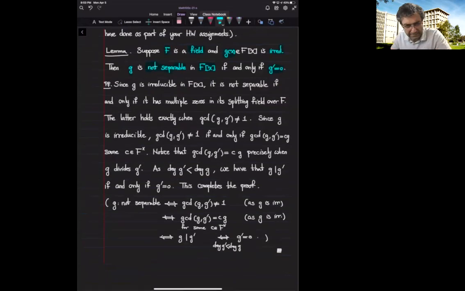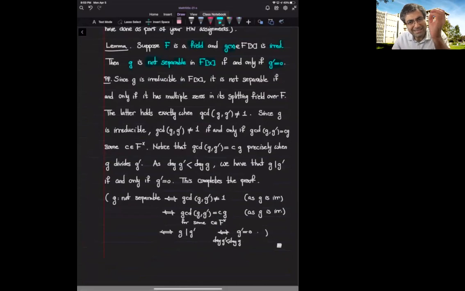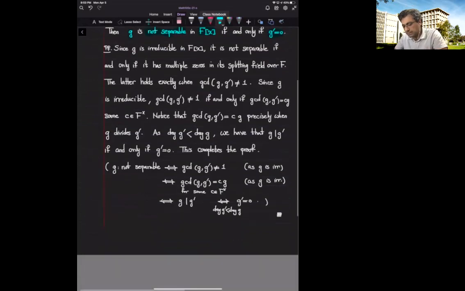Okay, now let's again try to understand this statement. If g is irreducible, then it's not separable precisely when g prime is 0. Okay, it's if and only if. We try to go with if and only if statements and change the format of the if and only if one step at a time to get to the desired result. I'm going to go through the logic first and then summarize what we've done.